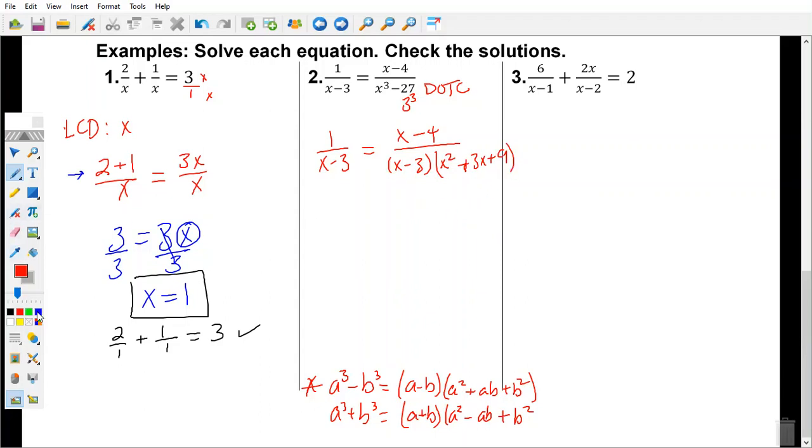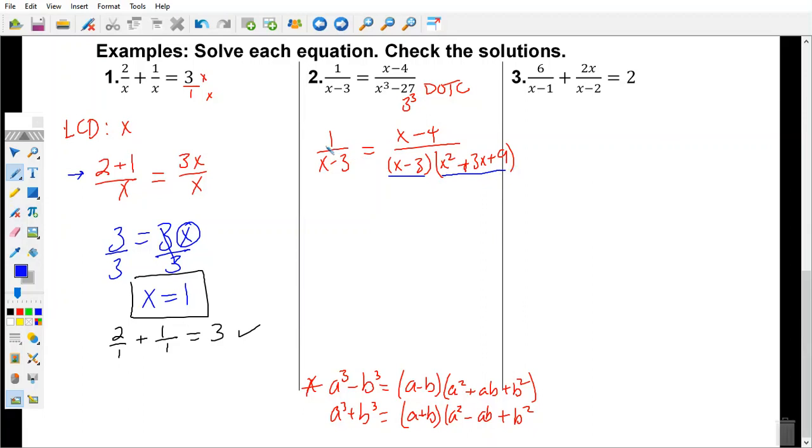All right, so then after we identify our factors, we want to look at our LCD. Well, our LCD is this. That's going to be the least common denominator. So this denominator is missing the trinomial x squared plus 3x plus 9.